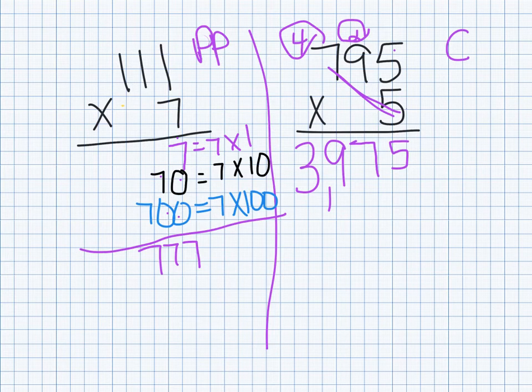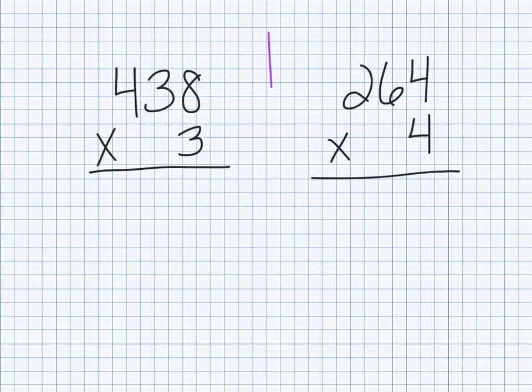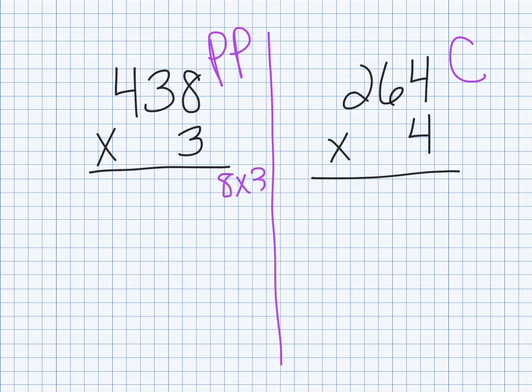Okay, let's try some more. I'll do the same thing here. I'll do partial product on this side, and I'll do compact method on this side. So partial product here, I'm going to start with my ones. I have 8 times 3 equals 24.